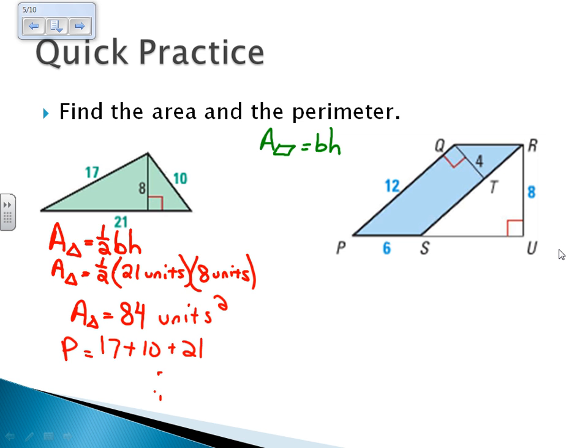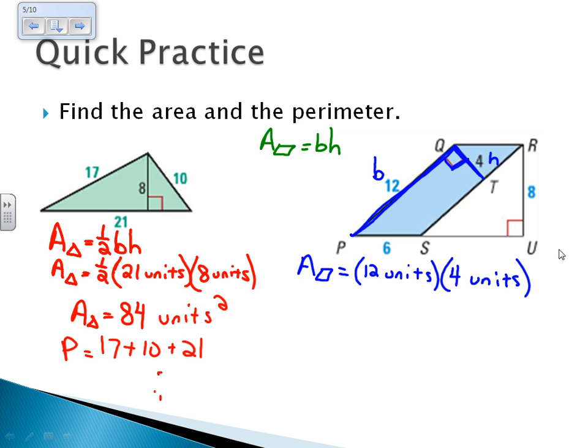Ernest says the area is equal to the base, which is 12 units. If 12 is the base, Ernest, what is the height? 4. Does everyone see how the base is perpendicular to the height? So it's 12 units times 4 units. It's not 6 because Ernest chose to use 12 as his base. The base always must be perpendicular to the height. Notice that 12 and 6 are not perpendicular.